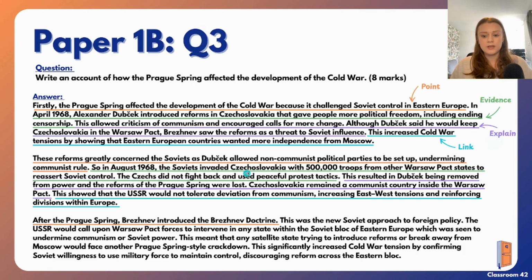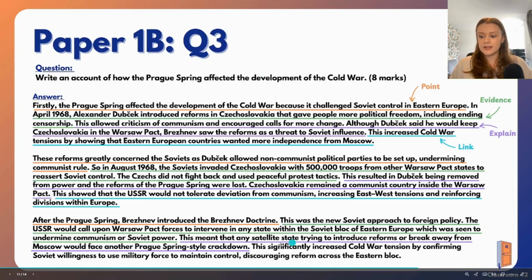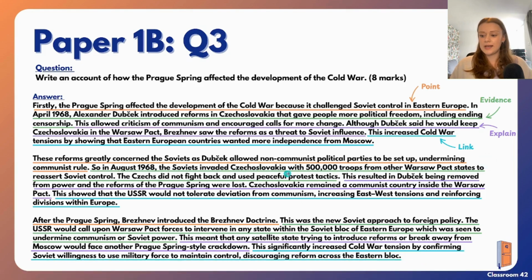And then finally, we just need to do this a third time with our final point. So after the Prague Spring, Brezhnev introduced the Brezhnev Doctrine, giving our evidence about what the Brezhnev Doctrine was and what it did. Then we're going to explain how this affected the development of the Cold War, meaning that the satellite states trying to introduce reforms or break away from Moscow would face another Prague Spring-style crackdown. And then we're just linking it back to the question finally. So this significantly increased Cold War tension by confirming Soviet willingness to use military force to maintain control, discouraging reform across the Eastern Bloc. So there are our 3 paragraphs for question 3.